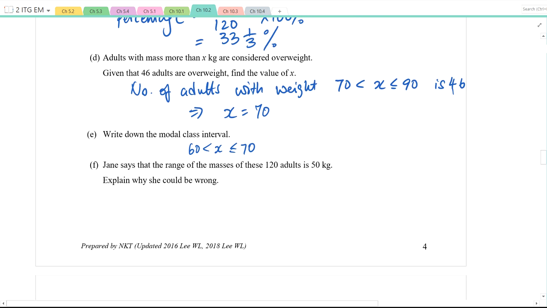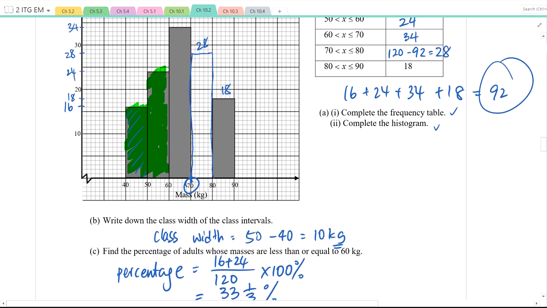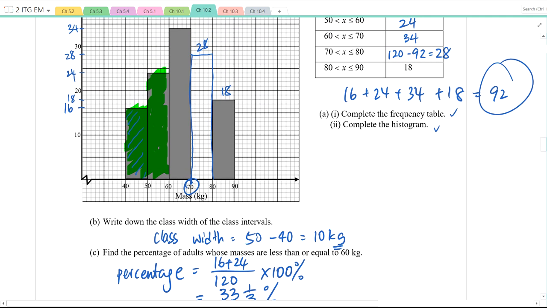Now Jane says that the range of the masses is 50. Explain why she could be wrong. Why do you think she said it was 50? Most likely, she used the largest value, 90, minus the smallest value of 40 to arrive at 50. But you must remember, the range requires us to subtract the smallest number from the largest number. The smallest weight from the largest weight.